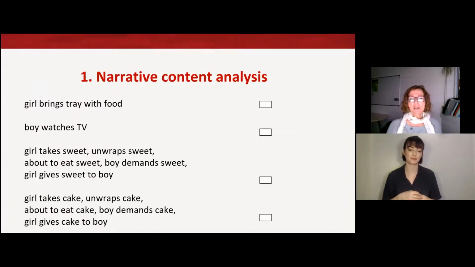So we look at the content of children's stories, so it's how much information they tell us about the story. And these are the sorts of things that happen in the story. The story is about a girl who gets a lot of food and tries to eat the food, and this annoying boy keeps taking the food away from her.